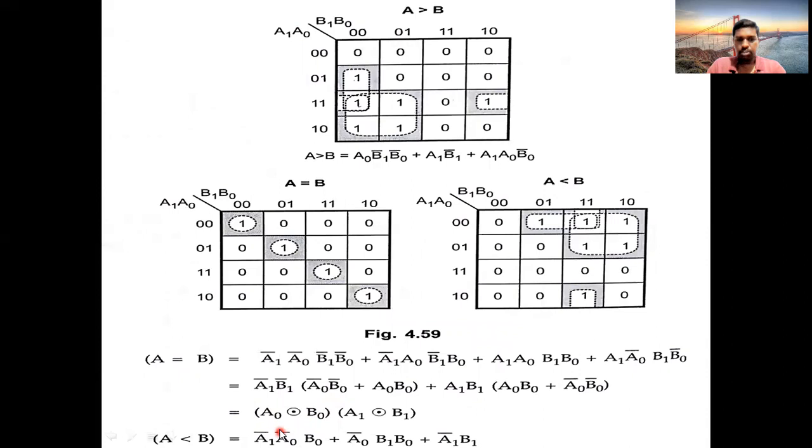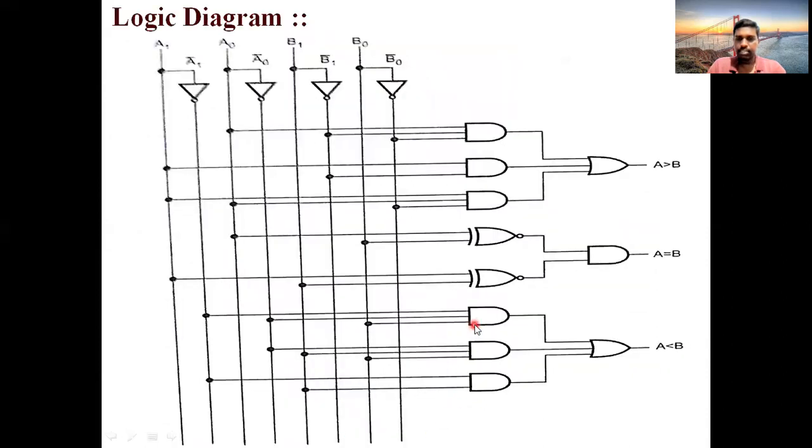The last one, you are having three product terms as usual. So take three AND gates, and these three AND gates are added, that means these are linked with an OR gate, so that you will get A less than B. So this is the logic diagram of the 2-bit comparator.